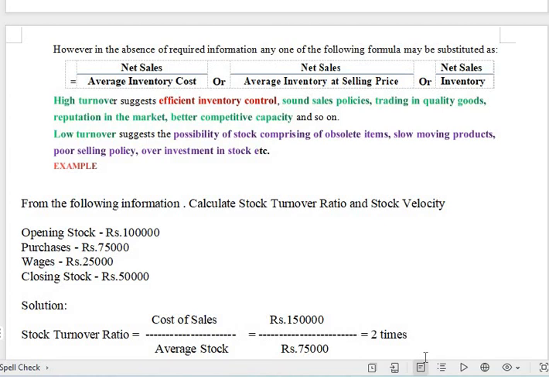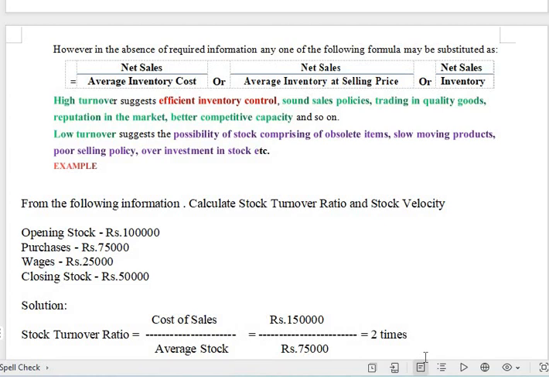The stock turnover ratio is computed using the formula cost of sales divided by average stock. How do we compute cost of sales? Cost of sales is sales minus gross profit, or net sales minus gross profit. Here in the question they have not given gross profit or sales, so we do not depend on that formula. We can use the next formula to compute cost of sales: opening stock plus net purchase plus all direct expenses minus closing stock.